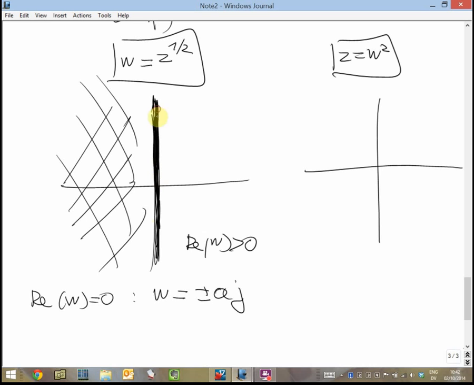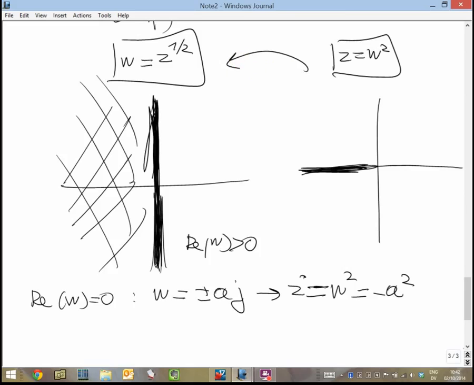So positive imaginary and negative imaginary parts. In the Z plane, that corresponds to W squared, and both of them map to minus A squared. So these two guys all map to this line. So this line maps to here, and also that line maps to here. So this is where the boundary occurs in the Z plane. So we go from Z to W. Z is the input of the complex square root, W is the output of the complex square root.